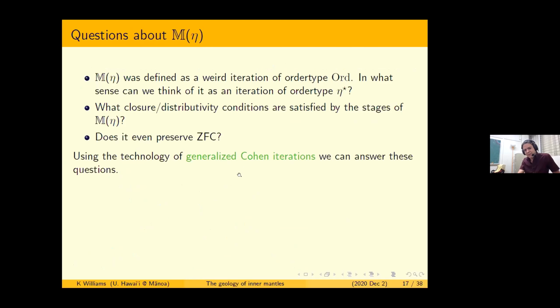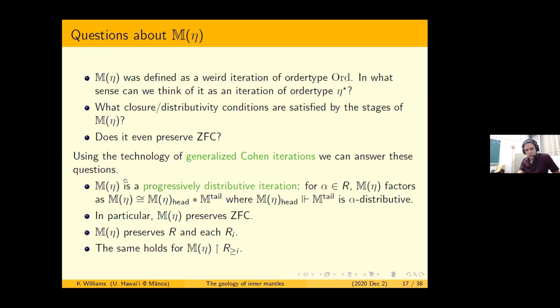So this idea of doing an iteration where at each stage, instead of looking at the full intermediate extension, you look at a submodel of that, is what Jonas calls a generalized Cohen iteration. He did some work on this, and using this technology, we can answer these questions. I'm going to sweep the details under the rug because it would take a bit of time to go into it, but let me briefly tell you what you get.